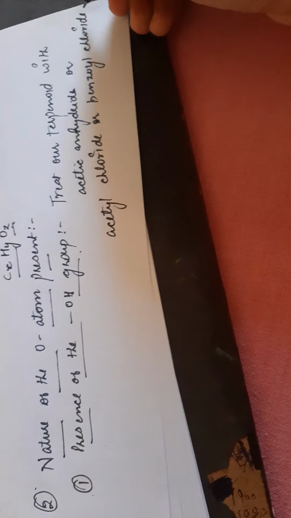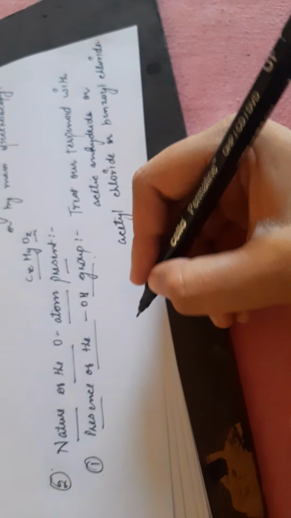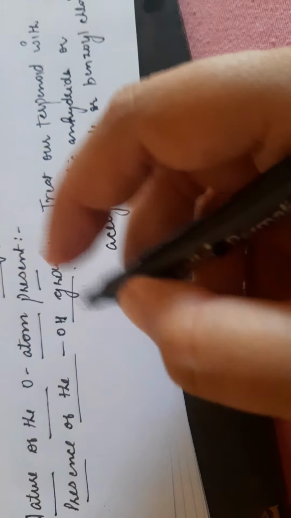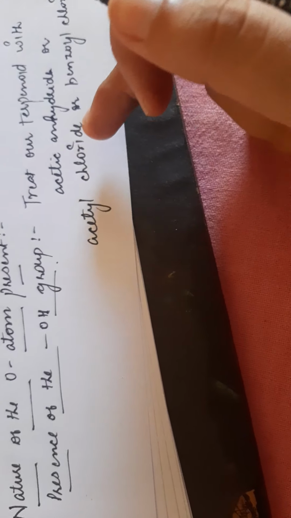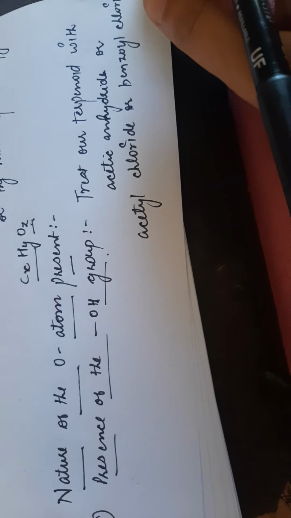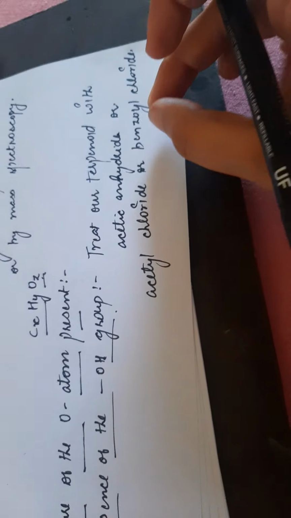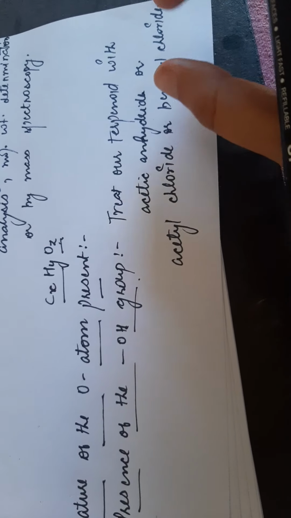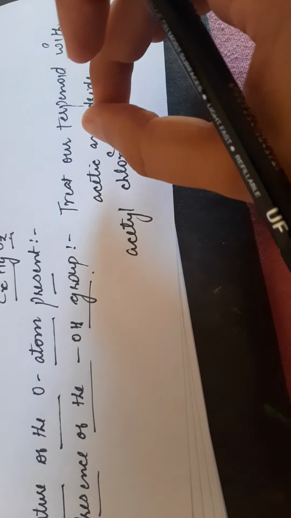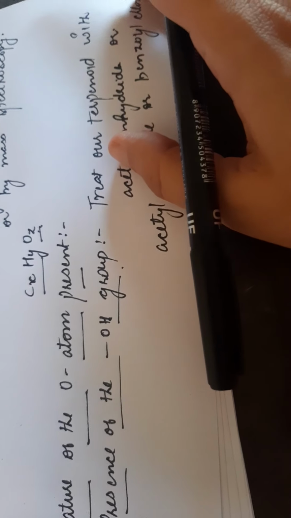As we know, when we treat a terpenoid having hydroxyl group with acetic anhydride and acetyl chloride, then what formation will take place? The formation of acetate will take place. And when we treat our terpenoid with benzoyl chloride, the formation of benzoate will take place. Now the formation of these products will confirm that the hydroxyl group is present in our terpenoid. If the formation of acetate or benzoate does not take place, it means that the hydroxyl group is absent.